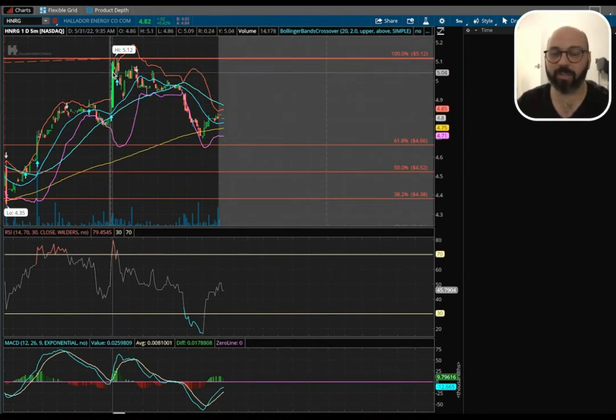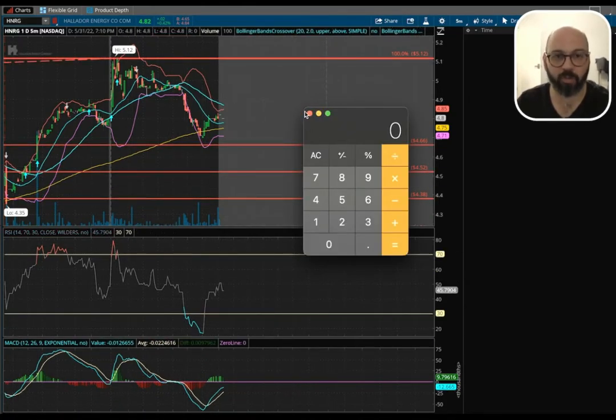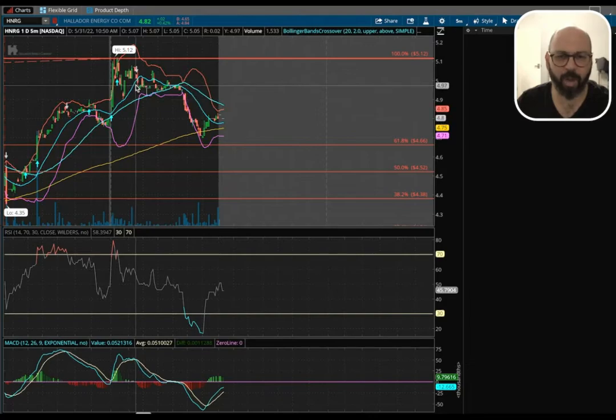It's a scalp trade. This stock could go to $7 afterwards. Doesn't matter. Who cares? The objective was complete. We hit our goal. We got in, we got out. We made $200. I don't know why I opened the calculator.